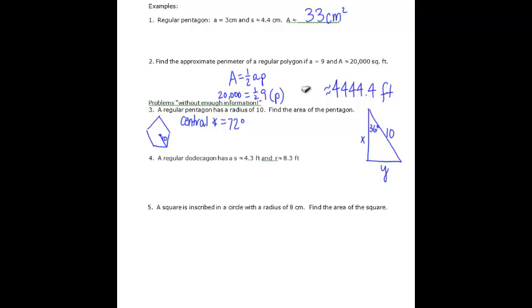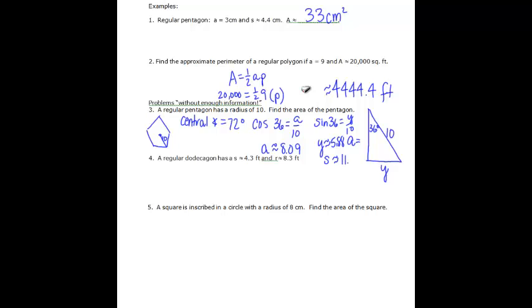I could call the X an A, but don't call Y S, because if you do, you're going to be confused later on. Could make this an A. If you do that, we can use cosine of 36 equals A over 10, and you should get the apothem is approximately 8.09. And then you could do the same thing but with sine to find Y. So I'm going to say sine of 36 equals Y over 10, and I should get approximately 5.88, and my side length would be approximately 11.8.